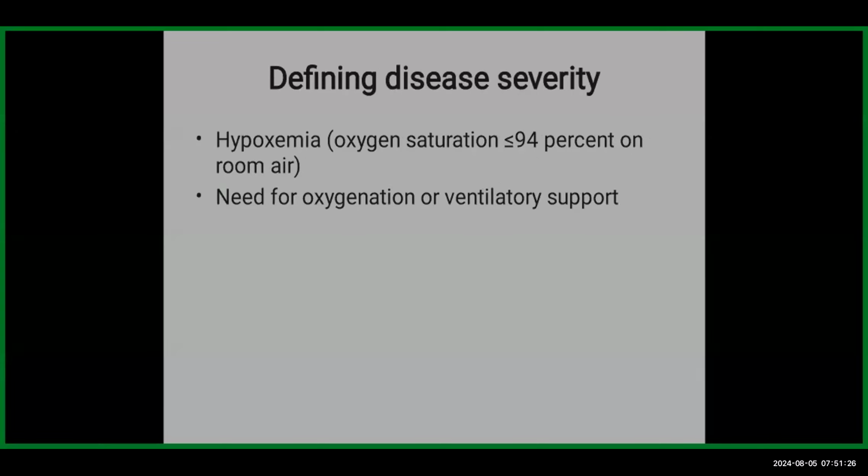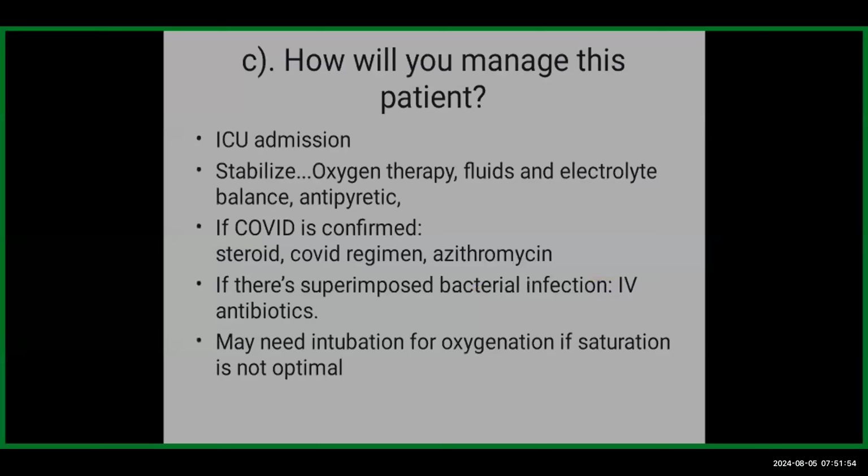Basically, for this patient, we request a COVID-19 test at least to confirm the diagnosis. Defining disease severity: the severity of COVID-19 can be defined by the need for oxygenation or ventilatory support, especially when the patient is really breathless, and hypoxemia when the saturation is less than 94% on room air. In the patient in question, the saturation was like 74, which shows that the patient had a severe form of COVID-19. How will you manage this patient?